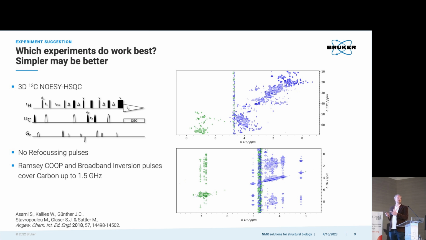Also, if you want to analyze these automatically, you might want to go with a spectrum that has the potential to produce the cleanest spectrum over the one that gives you the most sensitivity. So these are the kind of details that we're currently looking at, and what we want to do in the end is provide a reasonable suggestion of experiments that work best for a given combination of molecular size and labeling scheme, and I think we're getting there.